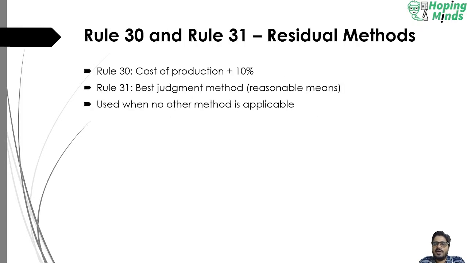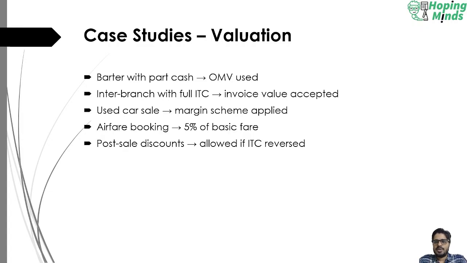So Rules 30 and 31, we have already discussed, the residual method. Rule 30 implies cost of production plus 10%. Rule 31, best judgment if other methods fail. So let's see a few case studies.